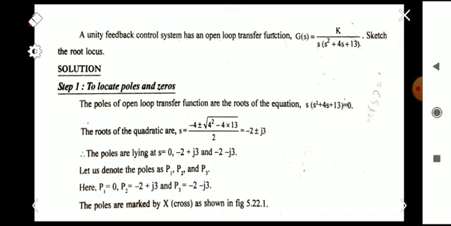So the first step is to locate the poles and zeros by considering the equation s into (s square plus 4s plus 13). It is clear that one root is s equal to 0, and by solving the quadratic we get minus 2 plus or minus j3. That is, one is at minus 2 plus j3 and another is at minus 2 minus j3. We can take the poles as p1, p2, p3, and we have to mark these poles on the graph sheet.